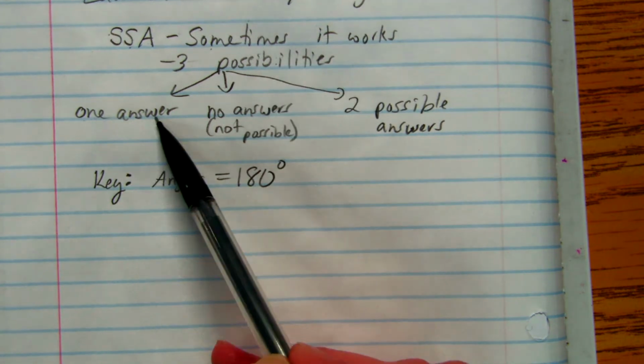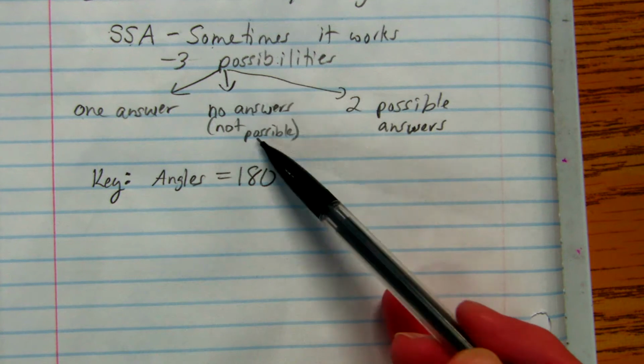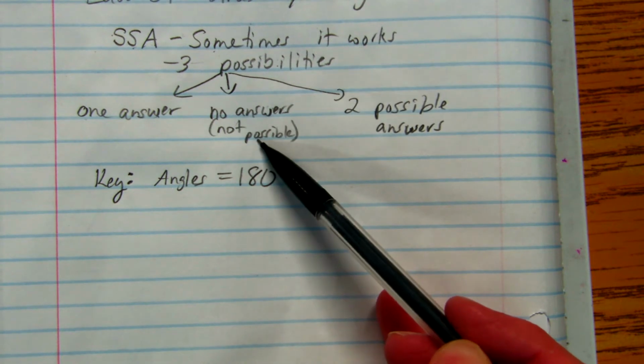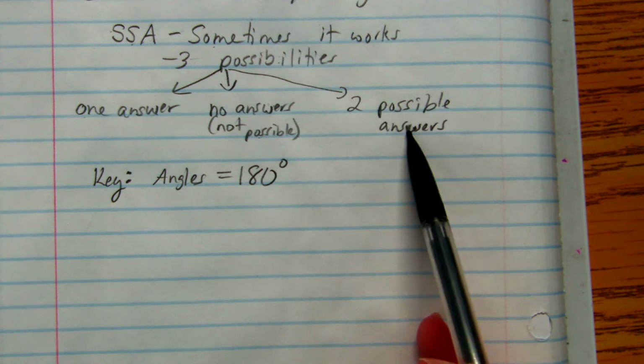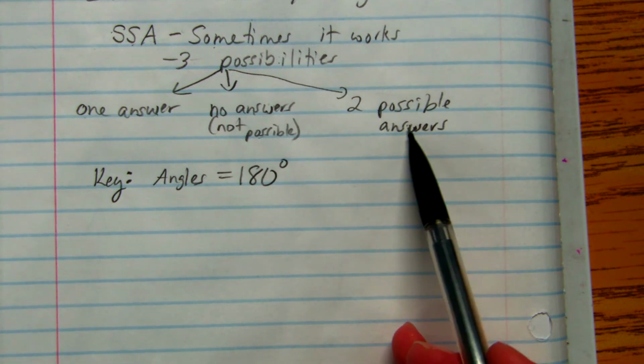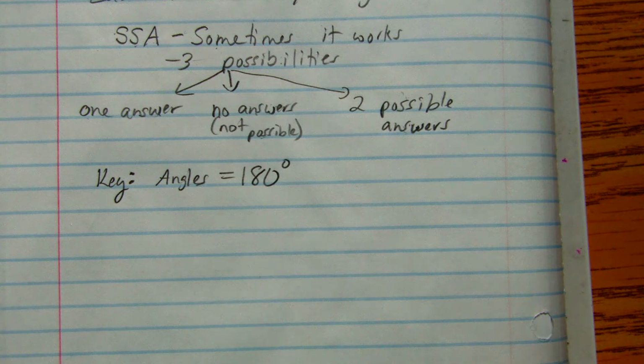So you could get one answer. There could be one triangle. It works great. Sometimes it doesn't work at all. You can't even make a triangle. And sometimes there's two possible answers. There's two triangles that are possible with two sets of angle and side lengths. And so if this is the case, we're going to have to give both possible answers.